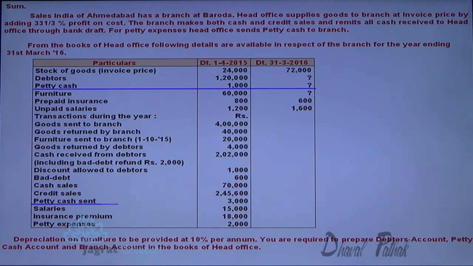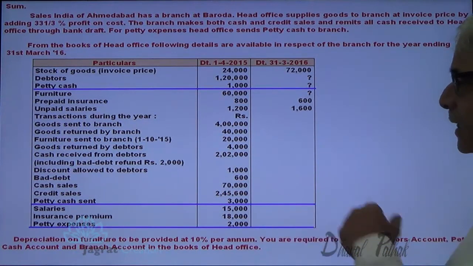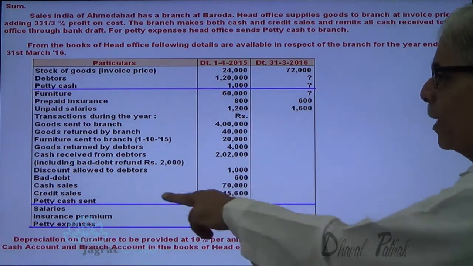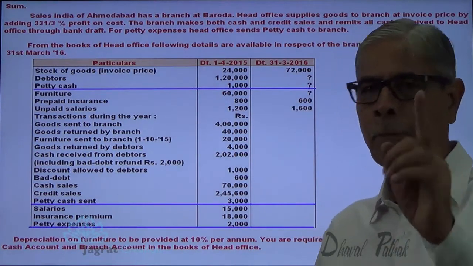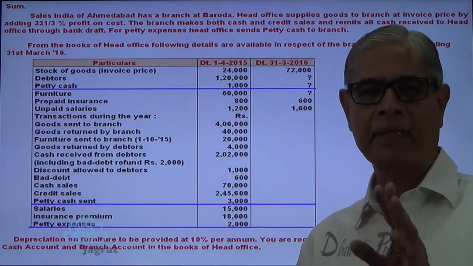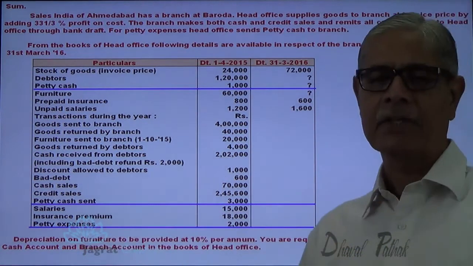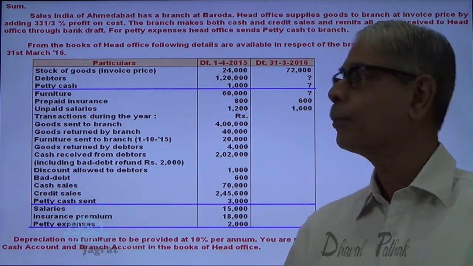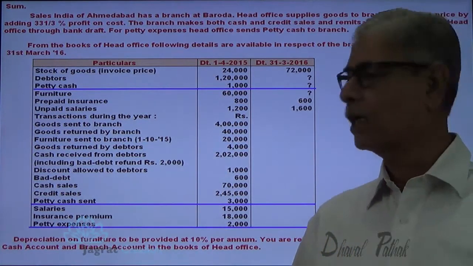Petty cash opening balance is given. Petty cash sent to the branch is also given. Petty expenses are also given. We are required to find out the closing balance. So opening balance 1,000, cash sent 3,000. So total cash available with the branch is 4,000 for petty expenses. Petty expenses paid by the branch is 2,000. So closing balance of petty cash is 2,000. If you are asked to prepare a petty cash account in the working note, you should prepare it. Otherwise, you can find out the closing balance of petty cash orally, as I have explained to you, and write it in the branch account.